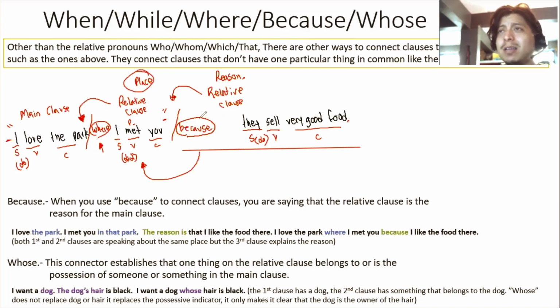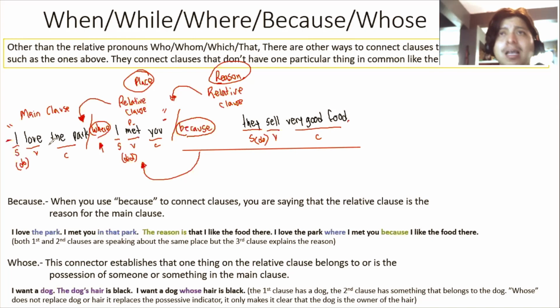When you are using the connector because, you are telling the reason. So people, if you say, I love the park, that's okay. But people can ask you, why do you love the park? If I say, I love the park because they sell very good food, you don't have to ask why. You already know why the person loves the park.